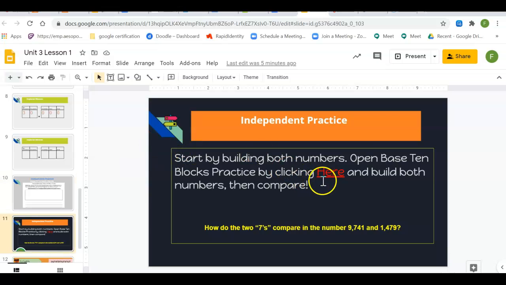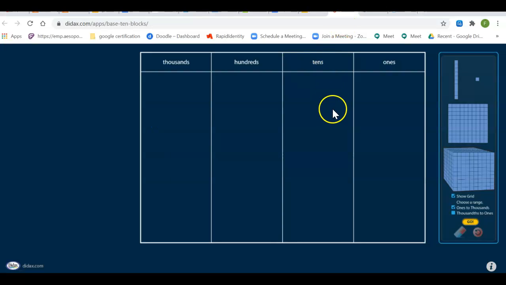Okay, so when you click here, it's going to bring up a different web page. Now this site is just a little bit different, but it's the same concept. You're going to build the numbers, and our first number was 9,741. So you've got the tens right here, this is the units, you've got the flats right here, which is the 100 block, and these are the thousands. This is the cube, the thousands.